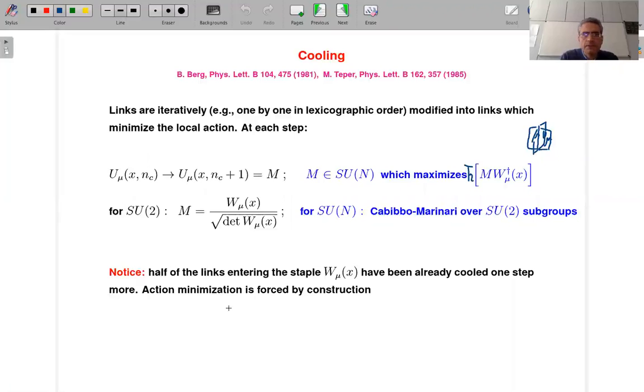Okay. One important point is that this is an iterative process. That means that as you cool one link, you may have already cooled down some link variables sitting nearby. So each link is cooled step by step, and in this way, the action minimization is forced by construction. Now, these are just two examples of smoothing and cooling.